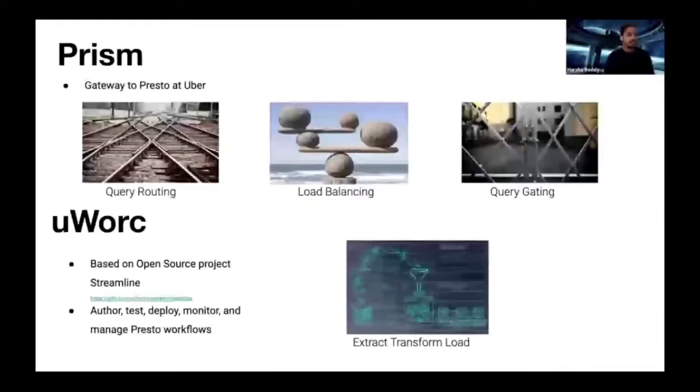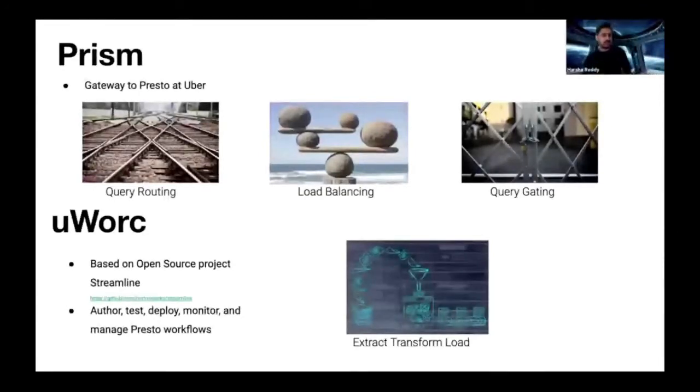Prism is the gateway to Presto at Uber. To rephrase that better, it is the only gateway to Presto at Uber. What that means is we don't encourage Presto CLI access, JDBC access, or any other means of access. Prism does query routing, which is routing queries to different clusters based on specific rules. It does load balancing, like concurrency management, so that none of our clusters are overburdened. It does query gating, which is blocking bad users who can potentially bring down the cluster, or bad queries, which can have an impact on our cluster resources.